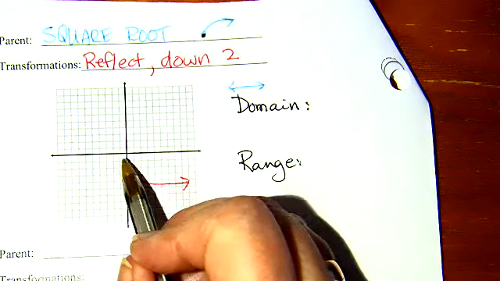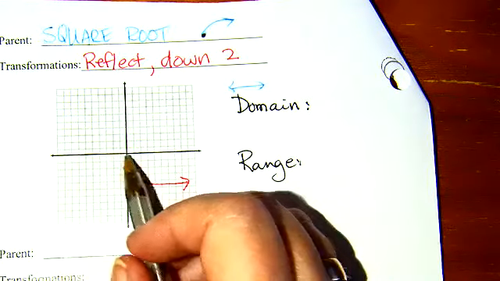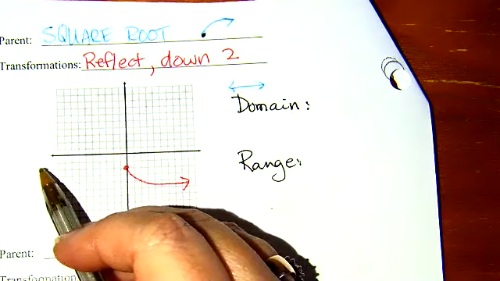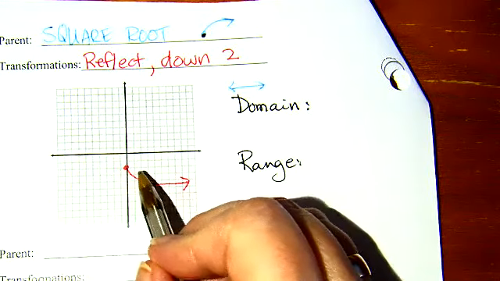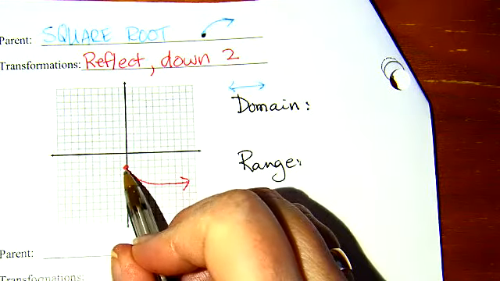Well, how far to the left? Well, it doesn't really go to the left. How far to the right? It goes right forever. So where does it start?